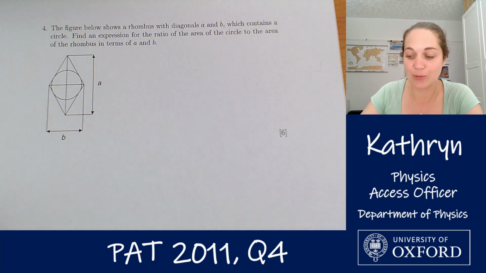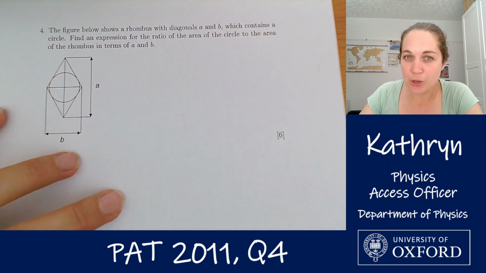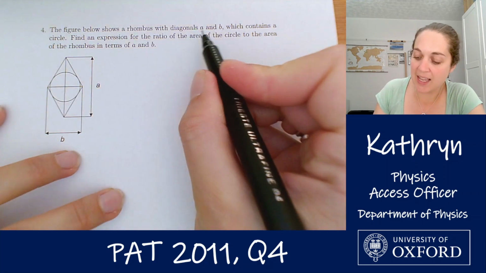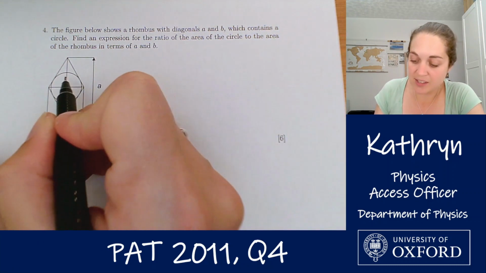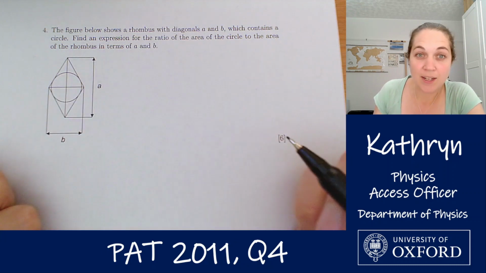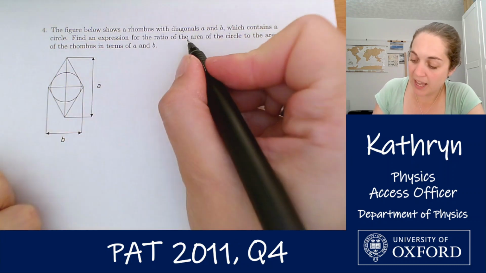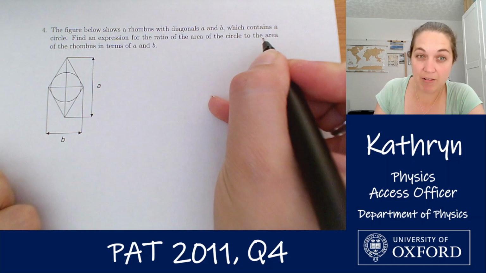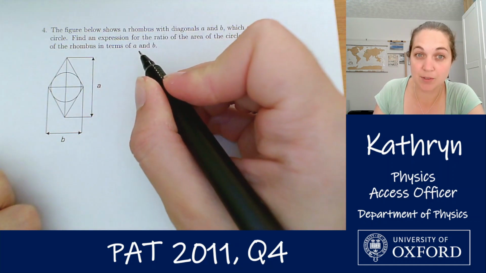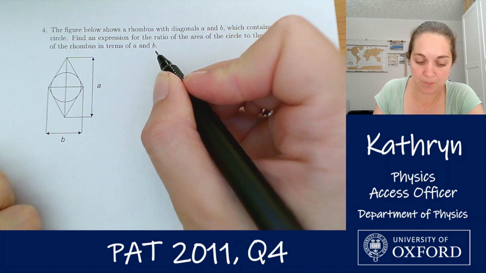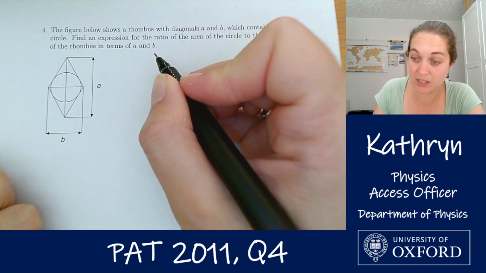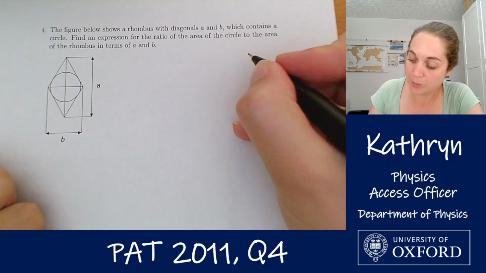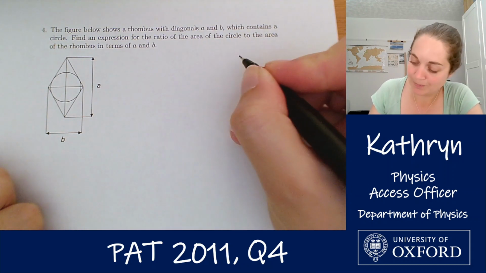So, here goes. The figure below shows a rhombus with diagonals A and B, which contains a circle. Find an expression for the ratio of the area of the circle to the area of the rhombus in terms of A and B. Alright, so we've got a circle and we've got a shape, so there are a few things that immediately spring to mind. Let's put them in up here.